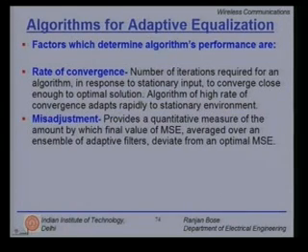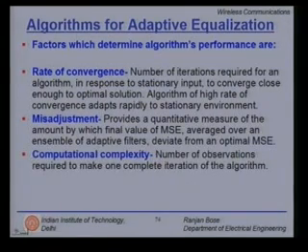The second point is misadjustment. What is that? It provides a quantitative measure of the amount by which the final value of the mean squared error, averaged over an ensemble of adaptive filters, deviates from the optimal mean square error. Computational complexity is also important: the number of observations required to make one complete iteration of the algorithm. It will clearly be correlated to the energy your equalizer consumes.